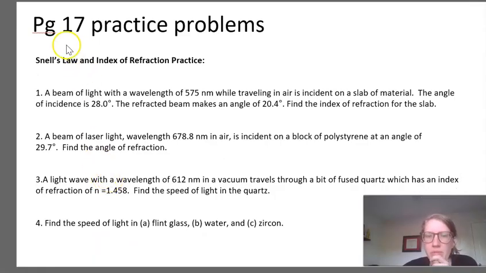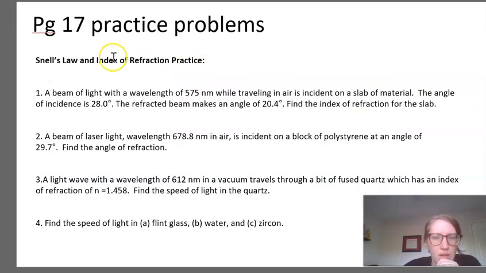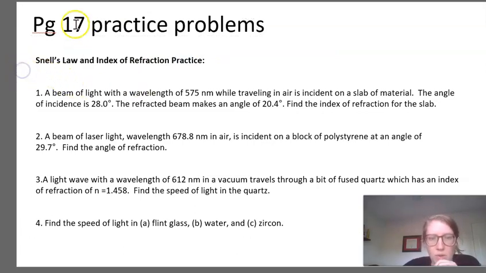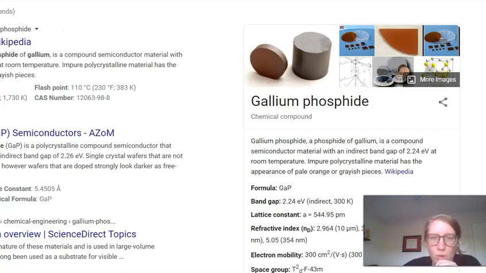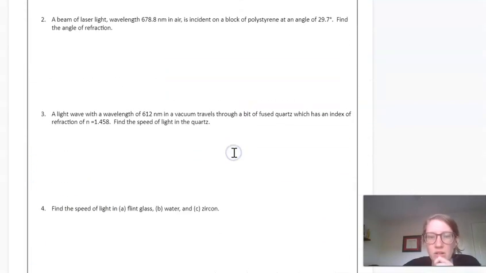These are some extra practice problems for Snell's law, which was going from one medium to another. Remember, this was Snell's law. N1 sine theta 1 is equal to N2 sine theta 2. And index of refraction practice and critical angle practice. So this is on page 17 of your workbook, which again, if you are able to print, I would highly suggest that you do that. This is where it is right here. And these are the practice problems.